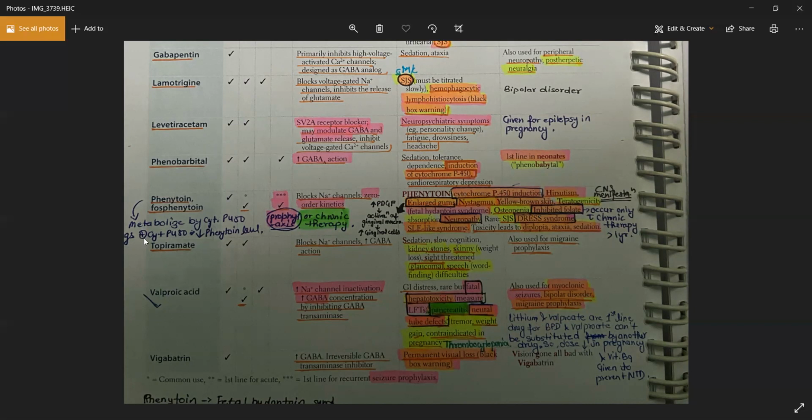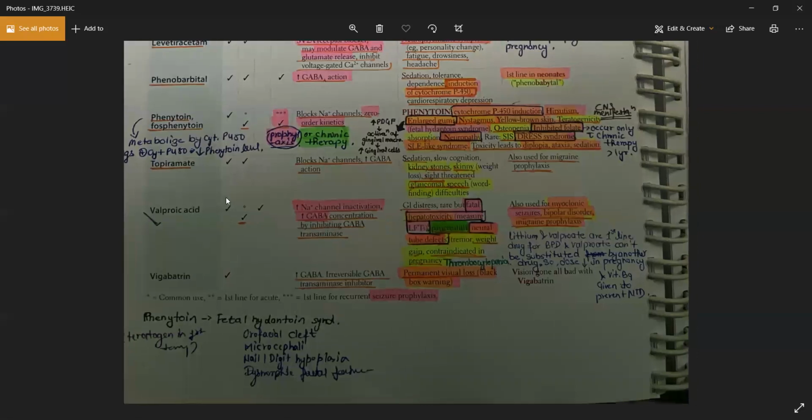Okay. Then you have the topiramate. It can be used for the partial seizures as well as the tonic-clonic seizures, blocking the sodium channels and activating GABA, just like the benzodiazepines. The most common use of topiramate is in migraine prophylaxis. If you go back to the headache part, we have discussed that topiramate and valproic acid can be used for the treatment of migraine, right?